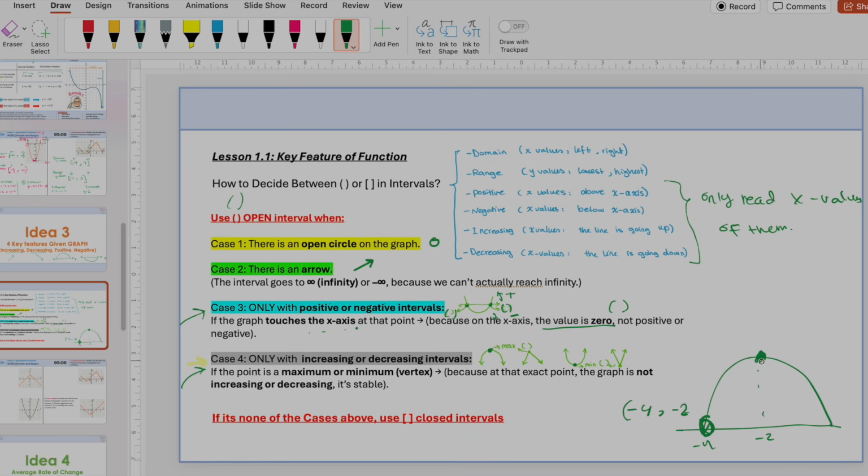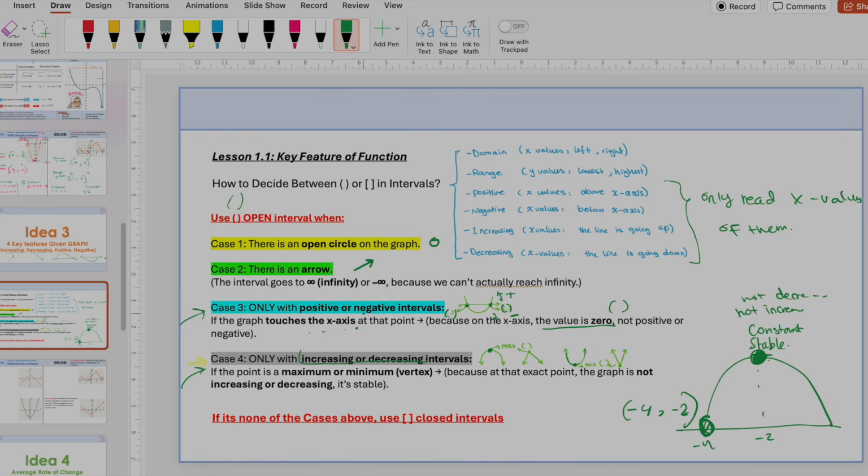No. This is a very special case, we call it case 4. We keep it open because at this point, it's temporarily, for 1 second, stable. It's constant, not increasing, not decreasing. So you keep it open only when you are talking about increasing, decreasing intervals. Okay, it's not open forever. It's only for this special case. So if you have a maximum or a minimum, same thing goes for the minimum, then that's case number 4. And this is only a special case for increasing, decreasing intervals.